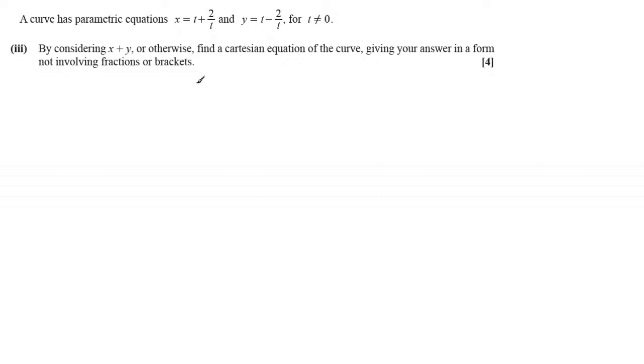Marcus can't get t on its own. I'll give you a clue at this point. Once you've added the equations together, make t the subject in terms of your x's and y's, and then resubstitute it back into an equation. Okay? So you should find by adding the two equations, you get an equation with t still in it. But you make t the subject and then you resubstitute it back in.